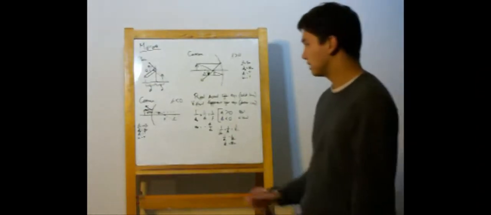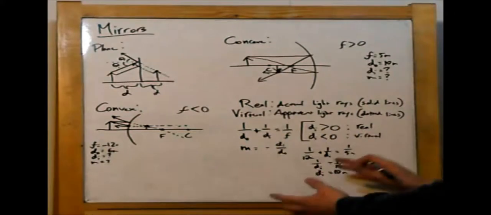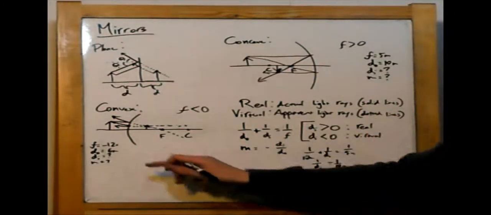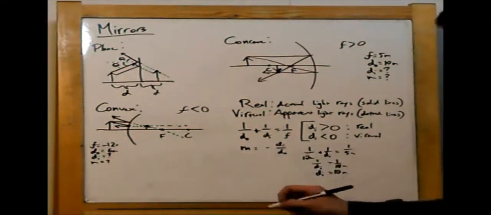Next up, convex mirrors. So you have a focal length of negative 12 meters because the focal point is on the right side of the mirror, so it's going to be negative. Our object distance is positive 6 meters, so you can never have a negative object distance. And we need to find the image distance.